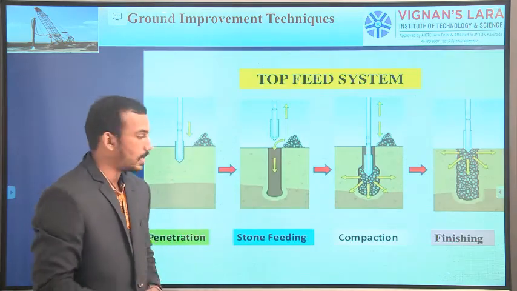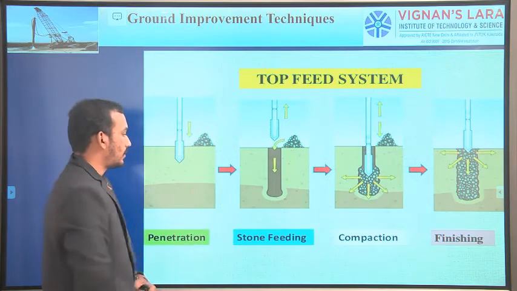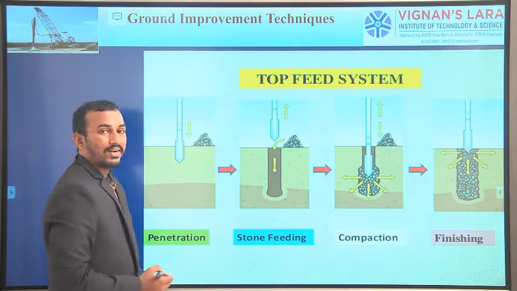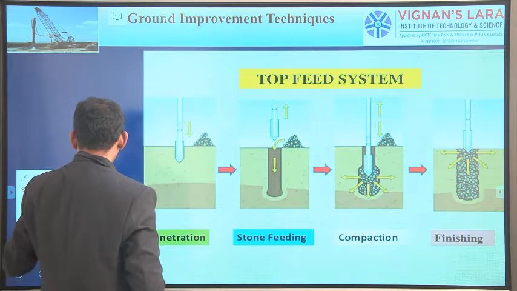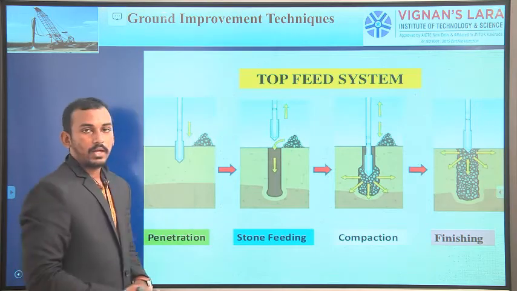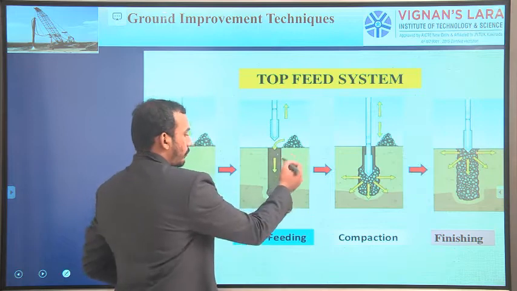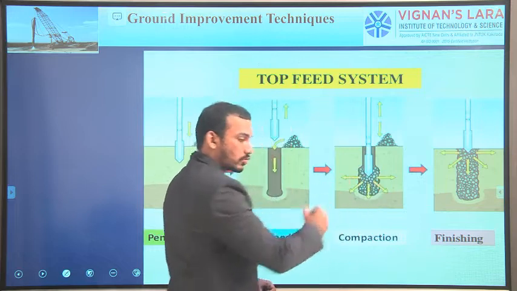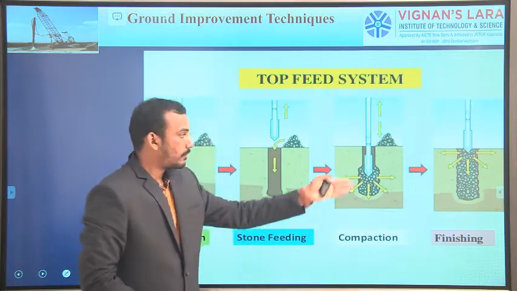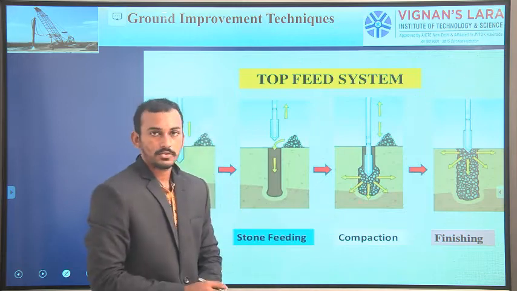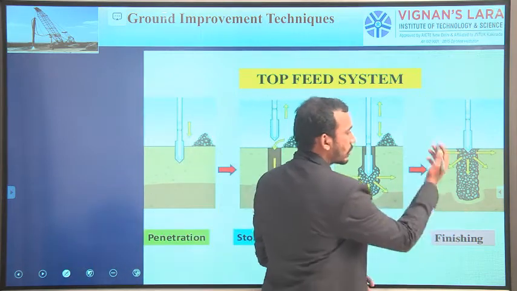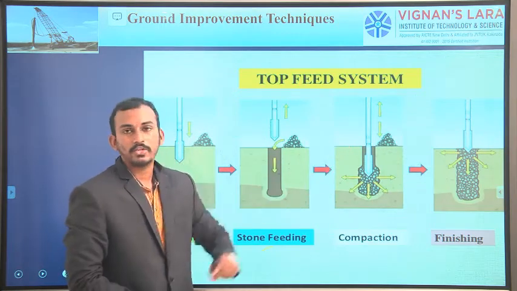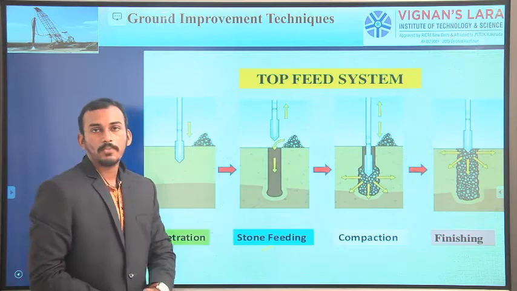If they ask in the examination, you need to draw these diagrams. The first stage is penetration. In the first stage, by using the water jets, the probe is penetrated to the required depth. In the second stage, we feed the stones. In the third stage, we compact the stones. We are not just leaving it after feeding the stones, we are also compacting them. Then the finishing work: after we complete it, we compact using a roller, just to compact the surface layers. So this is the top feed system.